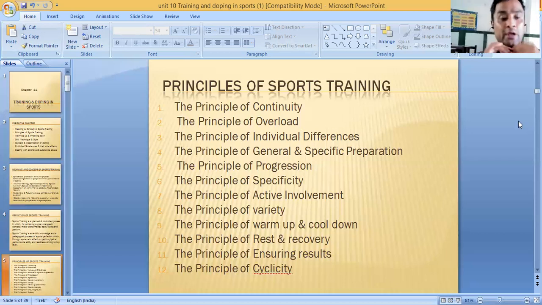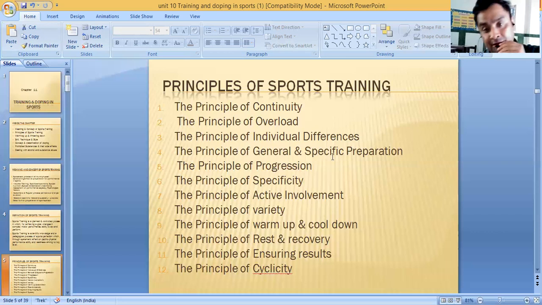As we all know, every individual has specific capacities and abilities. That means gender, body weight, height, all these things matter when you are training a person. So you should keep all the differences in mind: whether the person is a girl or a boy, tall or short. You should keep all these factors in mind before starting training.